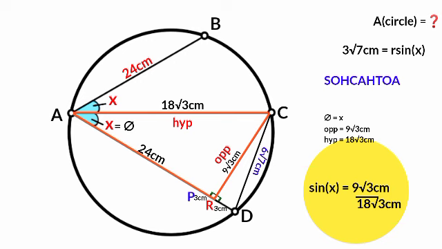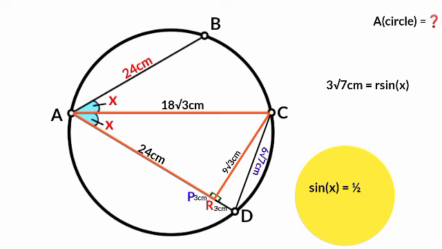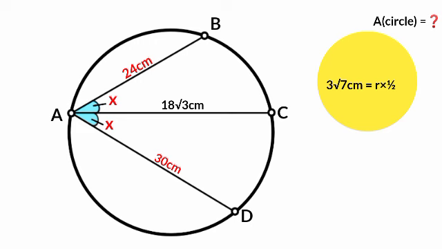So sin x equal to 9 root 3 centimeters all over 18 root 3 centimeters. Here centimeters cancels centimeters and root 3 also cancels root 3. This 18 is 9 times 2. This 9 divided by this 9 is 1. So sin x equal to 1 over 2. Substitute here, 3 root 7 centimeters equal to r times 1 over 2. R times 1 over 2 is 1 over 2r.